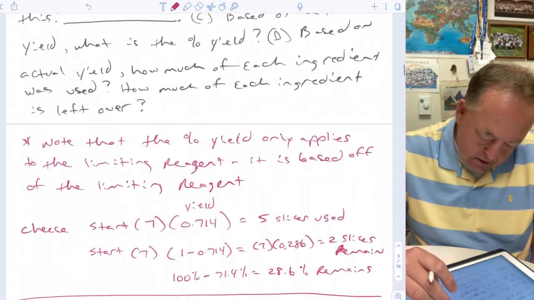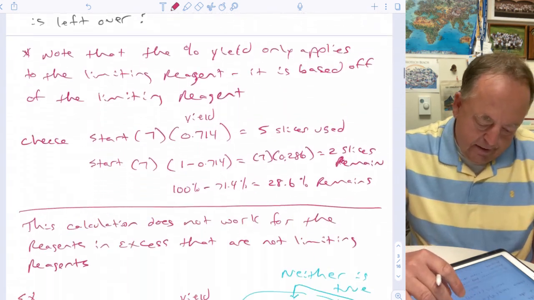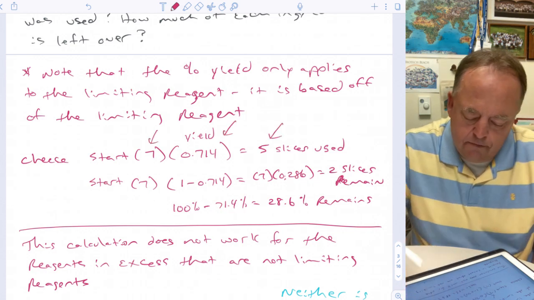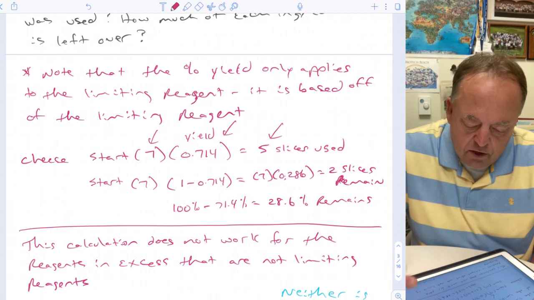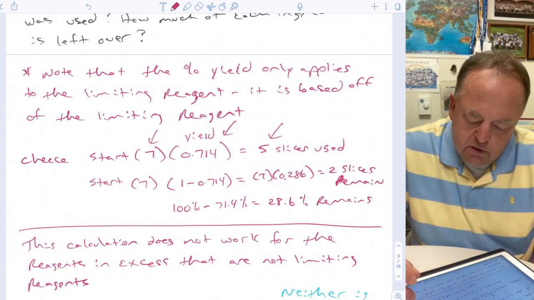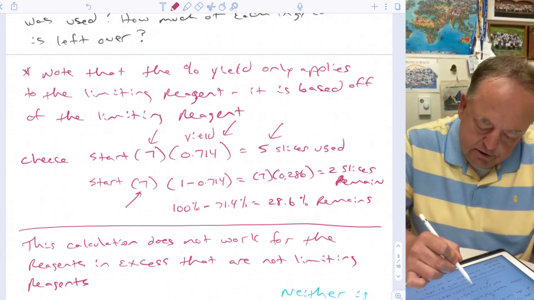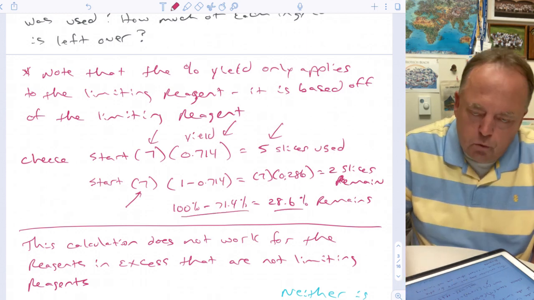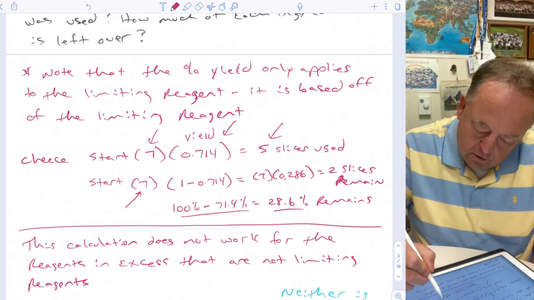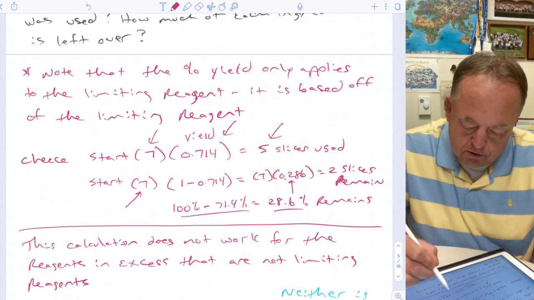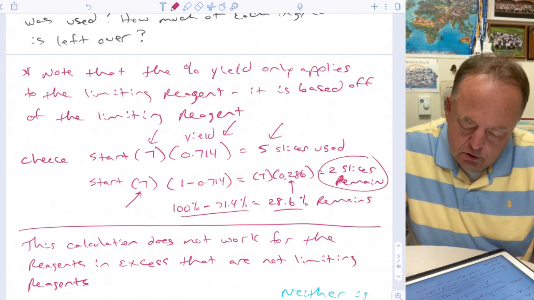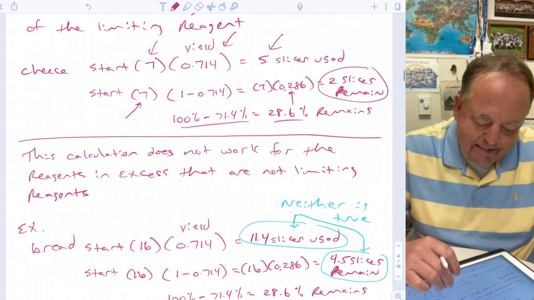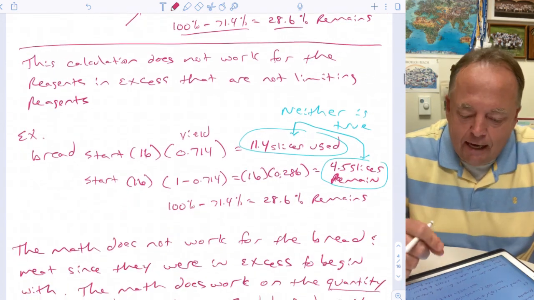Did I do that down here? Yes. So if you start with 7 slices of cheese times the percent yield, 0.714, if you convert that back to decimal form, you use 5 slices of cheese. Start with 7 slices of cheese. Now if you take 100% minus 71.4%, you get 28.6%. And if we convert that back to decimal form, 0.286, so 7 times 0.286, there's 2 slices of cheese left over, right?